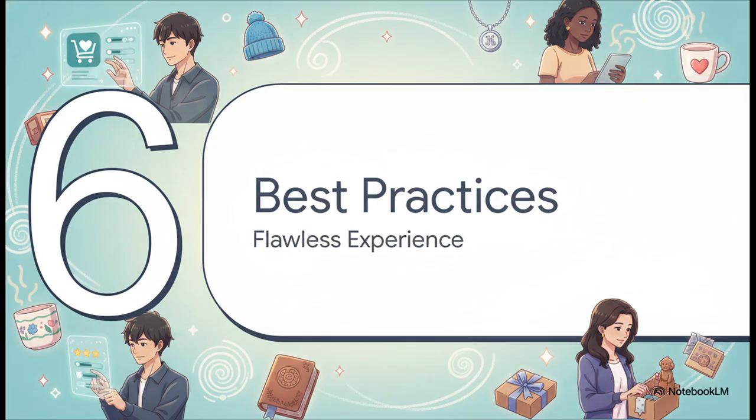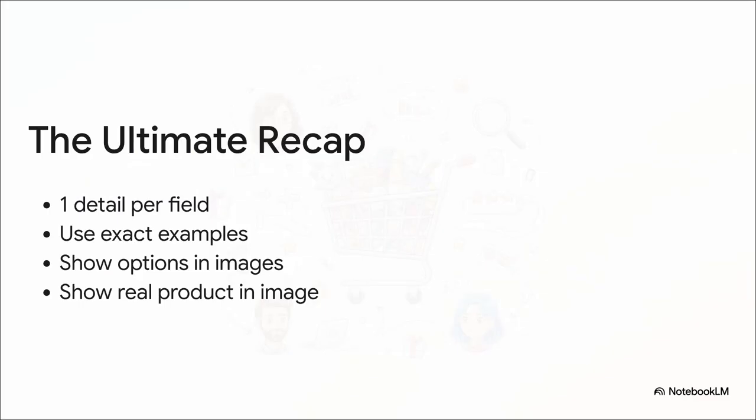All right, let's tie it all together in Section 6, Essential Best Practices. To really wrap this all up, here is your definitive checklist for flawless listings. First, ask for exactly one detail per field. Next, always use exact examples in your instructions. Third, make sure to show your personalization options right there in your images. Fourth, use variations for physical changes, not personalization fields. And lastly, always show a real, fully finished product in your thumbnail.